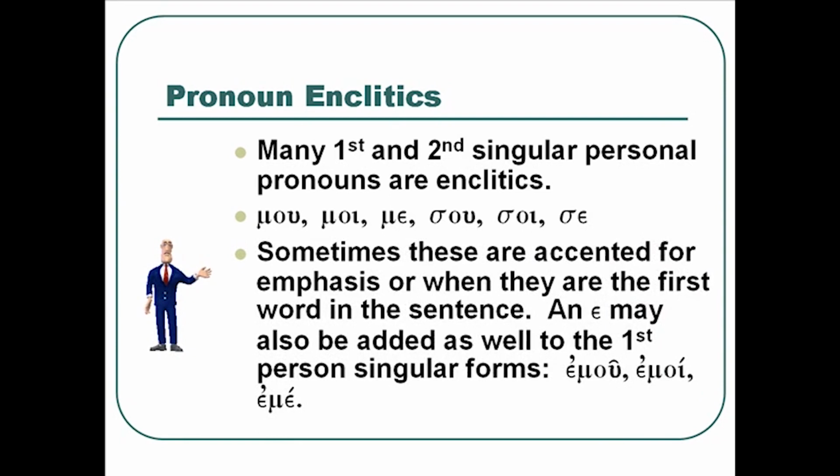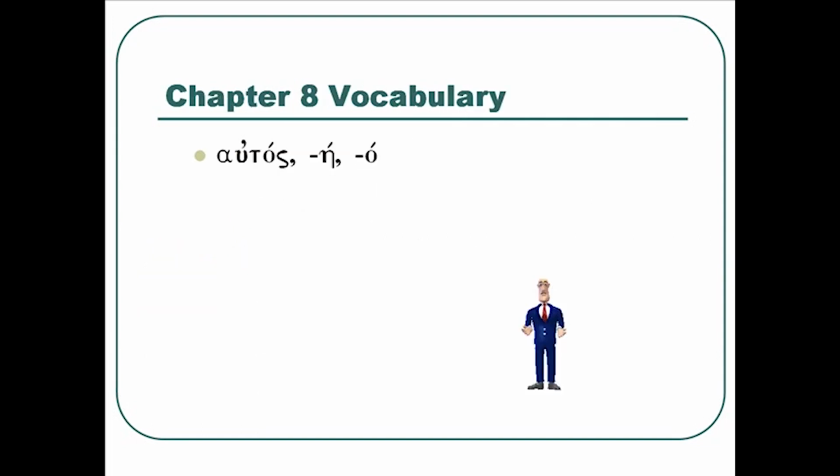The second thing we should keep track of is that sometimes the first and second person pronouns are accented if they are the first word in the sentence or for emphasis. An epsilon may be added to the front of the first person singular pronoun as well. So instead of mou, moi, me, you'd have emou, emoi, eme, oftentimes either for emphasis or as the first word of the sentence. Now for the vocabulary of Chapter 8.